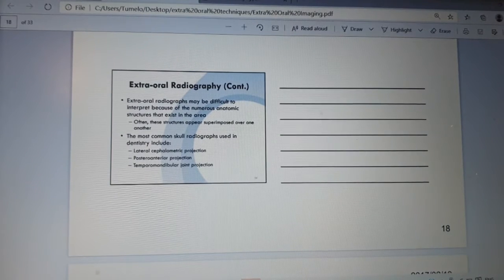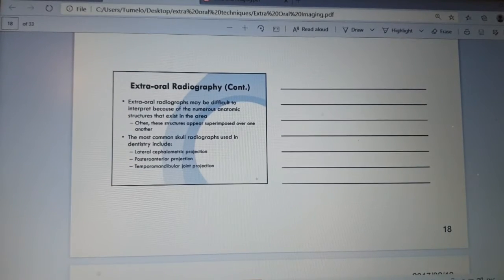But sometimes you do, especially if you have positional or patient errors. They may affect your x-rays, and you find situations where some of these structures appear superimposed over one another. Even in x-rays that were done properly, you still find such situations, because obviously an x-ray is a 2D representation of a 3D structure. As a result, you will find instances where the structures appear superimposed over one another.